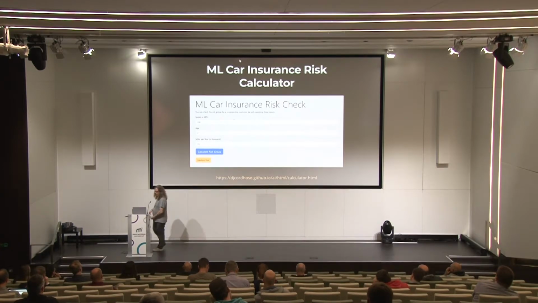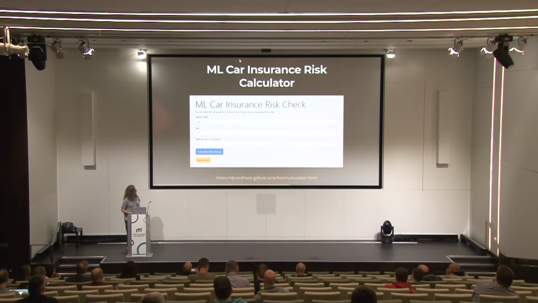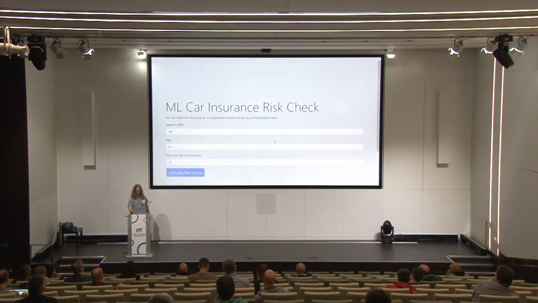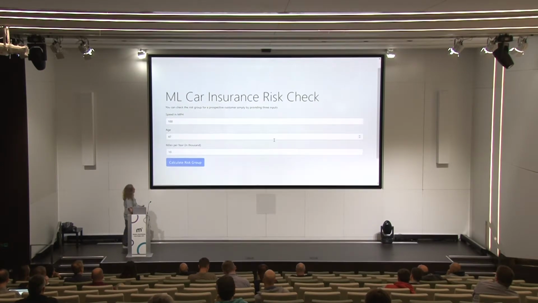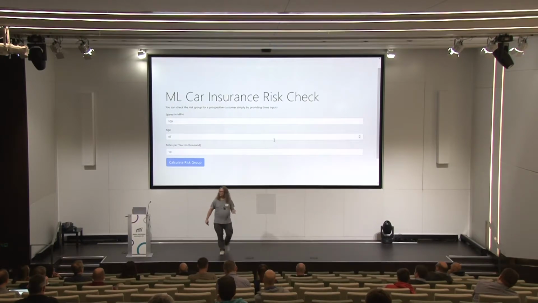And this is a calculator for car risk insurance. So I can click on it. You can see it actually does things. Hopefully, it does. And it's a trained model. It's trained with TensorFlow. It has, I think, 2 hidden layers, quite a few neurons in that.